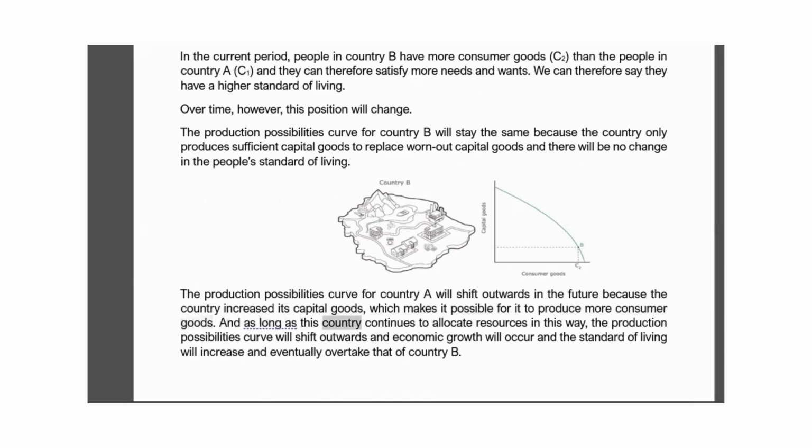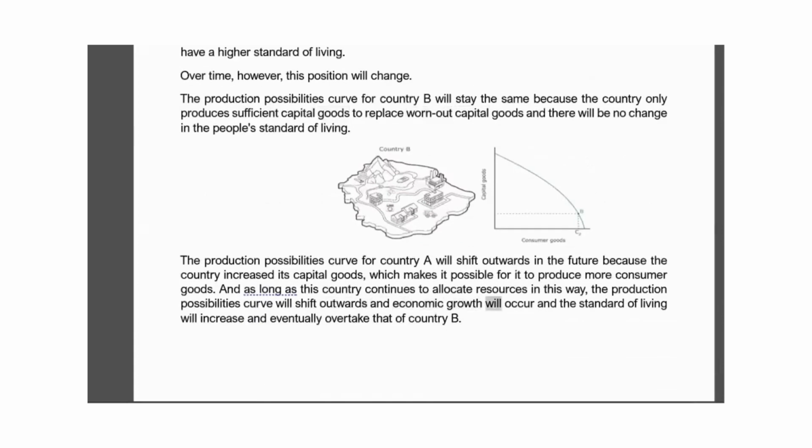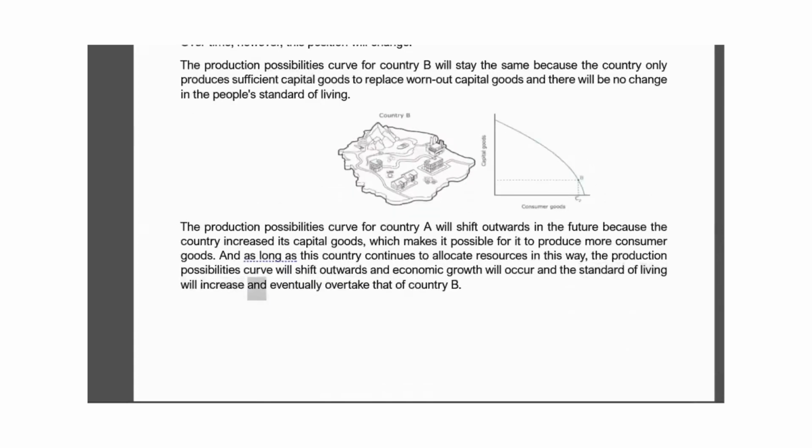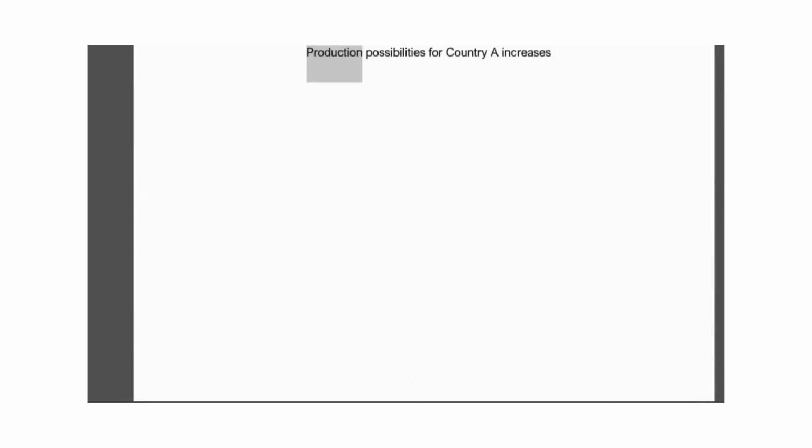And as long as this country continues to allocate resources in this way, the production possibilities curve will shift outwards and economic growth will occur and the standard of living will increase and eventually overtake that of country B. Production possibilities for country A increases.